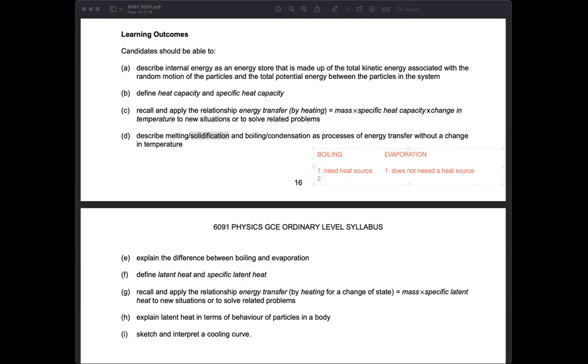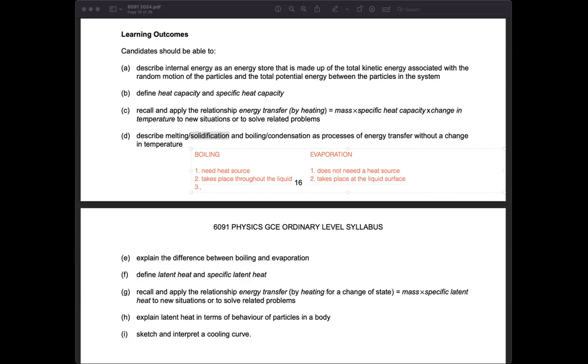Okay, number 2. It takes place throughout the liquid. Okay, when you boil something, it takes place throughout the liquid. Clear so far? Whereas for evaporation, it only takes place at the surface. Clear? Okay, it only takes place at the liquid surface. Okay, so you have learned point number 2 in primary school, correct?